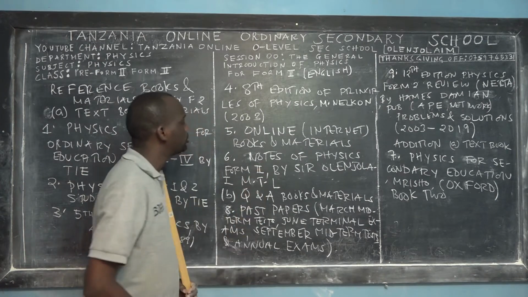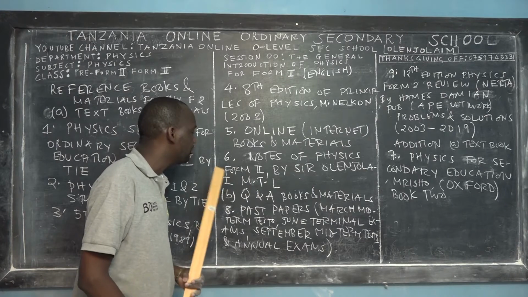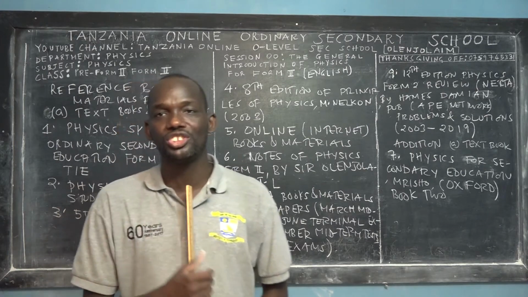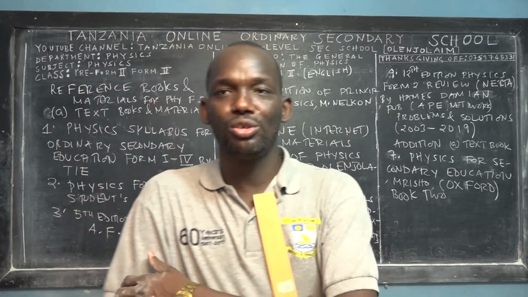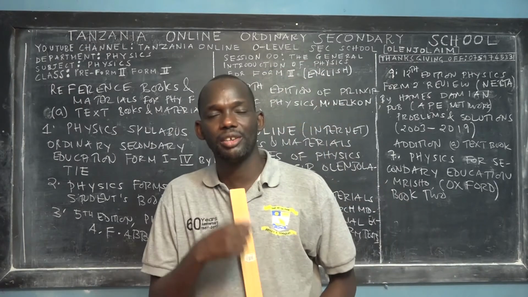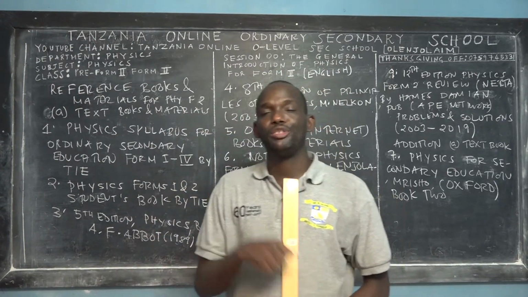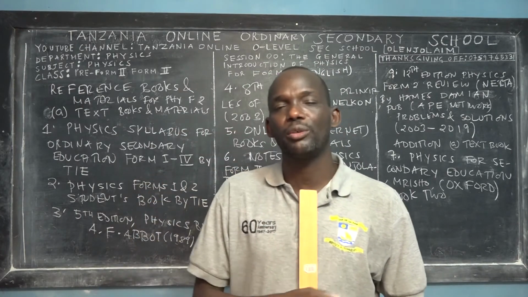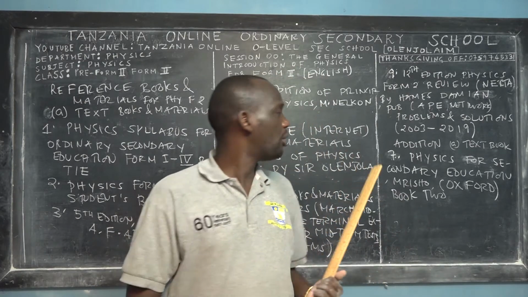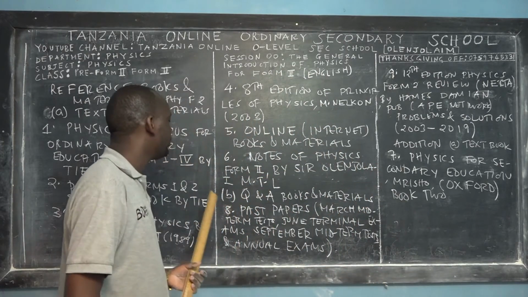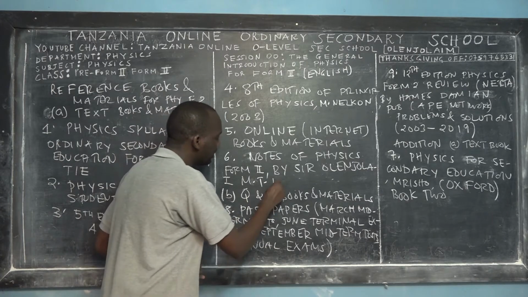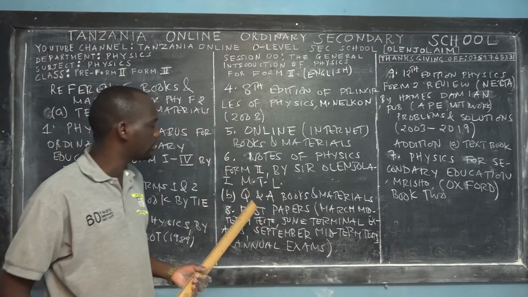Then the 6th reference material is Notes of Physics Form 2, by Sir Olenjolain Moko Tayai Losingo, the man who is teaching you now. I'll be giving you intensive notes during my sessions. When I teach each topic, I will give you intensive notes. You have to make sure that you have them and use them effectively for the rest of your life.